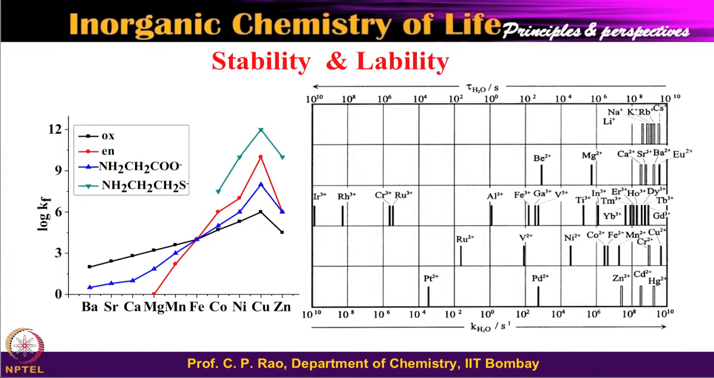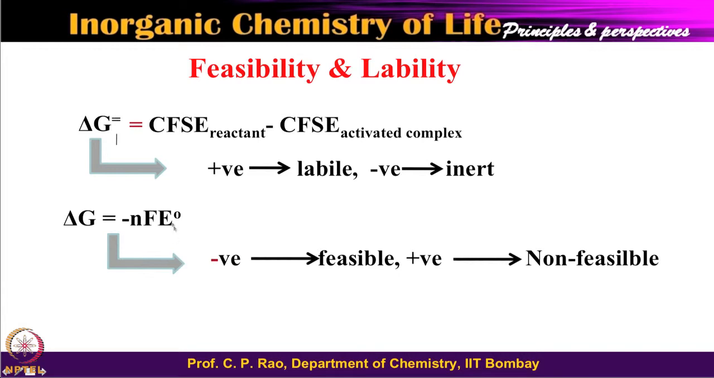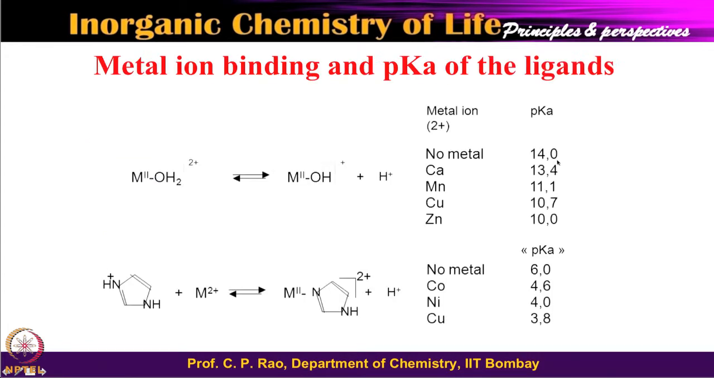And of course, in the case of transition metals, you have to see not only this, but whether they are low spin or high spin, because the sizes and spin density will vary, and that is the reason why we are looking at all of this. So, in effect, stability means formation of the complex, where delta G is minus nFE. If the potential is positive, minus nFE is negative, and it is feasible. If the potential is negative, delta G is positive, and it is not feasible. On the other hand, lability means exchange reaction, where delta G double dagger is the crystal field stabilization energy of the reactant minus the crystal field stabilization energy of the activated complex. If it is positive, it is labile; if it is negative, it is basically inert.